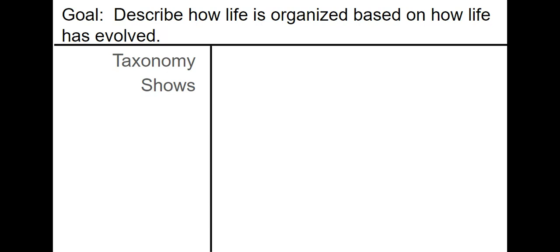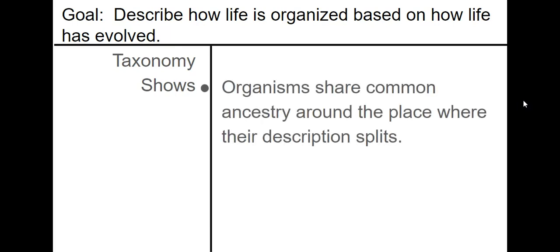Now, taxonomy is organized with that hierarchy. The actual point is what it shows. Taxonomy is going to show that organisms share a common ancestry around the place where their description and another organism's description split. That point where they go their separate ways is also where in their evolutionary history they went separate ways. So, we're thinking about divergent evolution here.